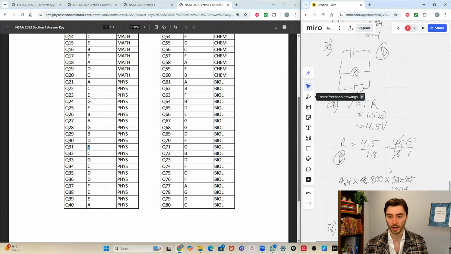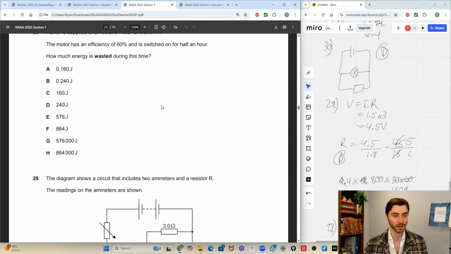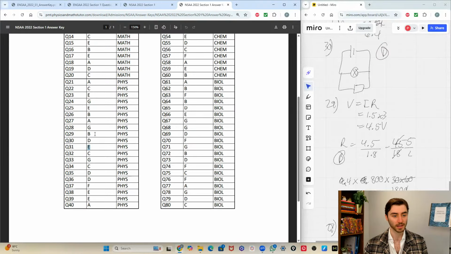29B, correct. Did I explain that well? So that current means you get that voltage. And because these are in parallel, it means you get that voltage, which means you get that resistance. Nothing too complicated there. I think this was explained well. Let's see if I got this one right, because I didn't actually calculate it.